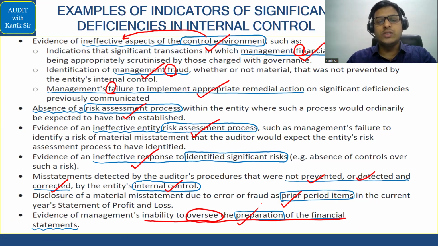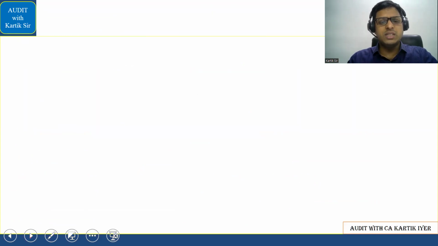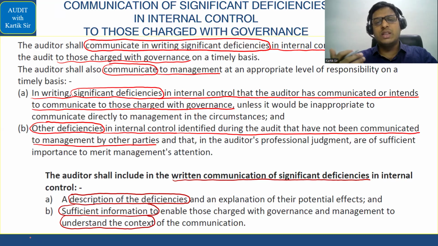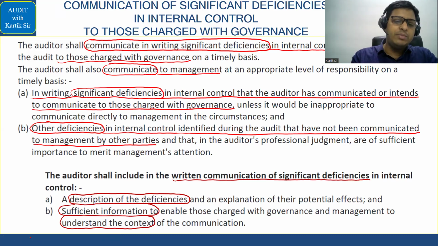That is examples of indicators of significant deficiencies in internal control. Let's go to the next part, which is a very simple area. What will you communicate with management and what will you communicate to TCWG? Listen carefully. With the management, you will discuss all issues. But with TCWG, you will discuss only the significant matters. So communicate in writing significant deficiencies in internal control to those charged with governance.